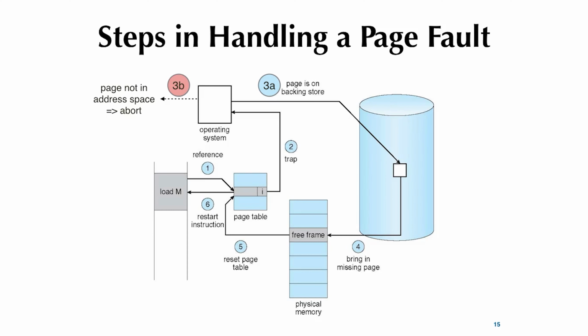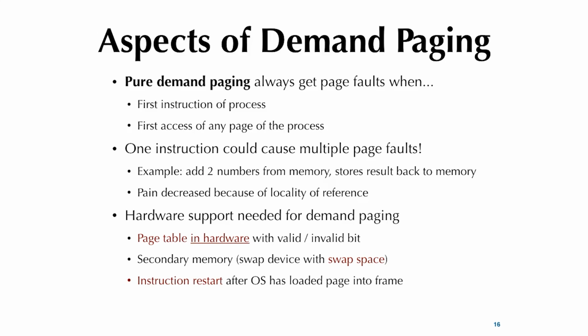So in any case, the page gets brought in. The page table is updated to reflect the status that now it's memory resident, so I gets changed to V, and it needs to restart the instruction. The trap doesn't return to the next instruction after the load. It actually retries that load instruction. That's the difference there.